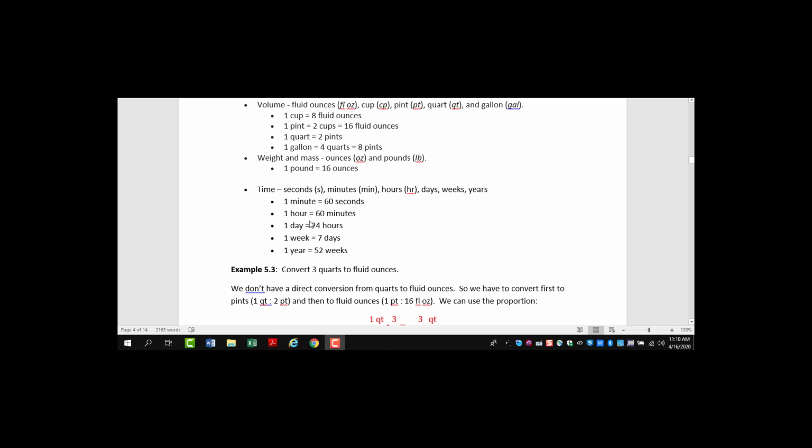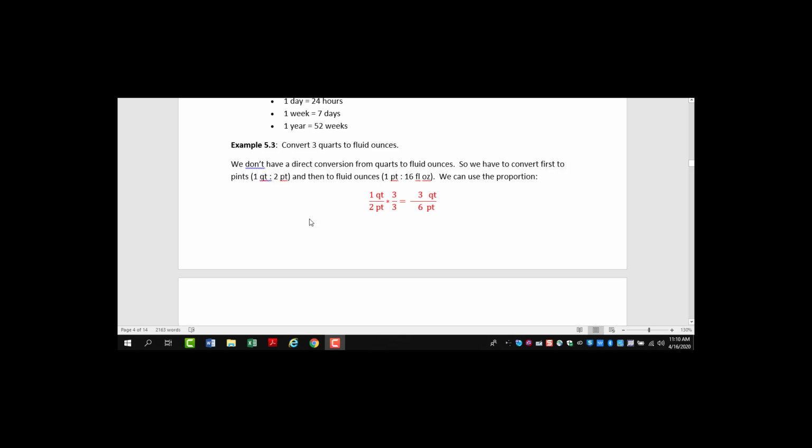These are the common ones that we use. And you should at least know a few of these. I won't expect you to memorize them because you can always Google them. But you can't convert between pints and yards. That's all it's saying. You can convert between the same category.